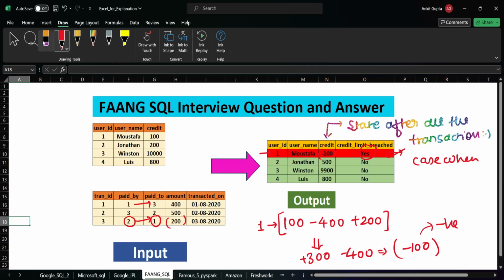Now, let's understand for the second one. I don't know why this eraser doesn't work sometimes. Okay, let me remove this also.